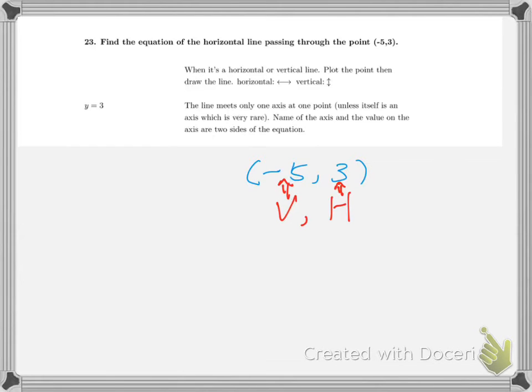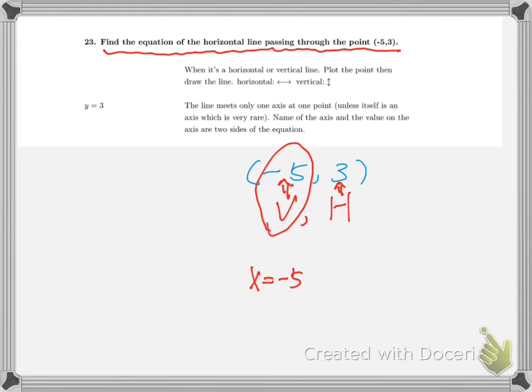So now what's the solution for the equation? We need an equation of the horizontal line passing through this point. So what's the solution for the equation? This is the solution. So what's -5? -5 is the x-intercept, so x is -5. So this is the equation for the vertical line. Vertical line only has the x part.